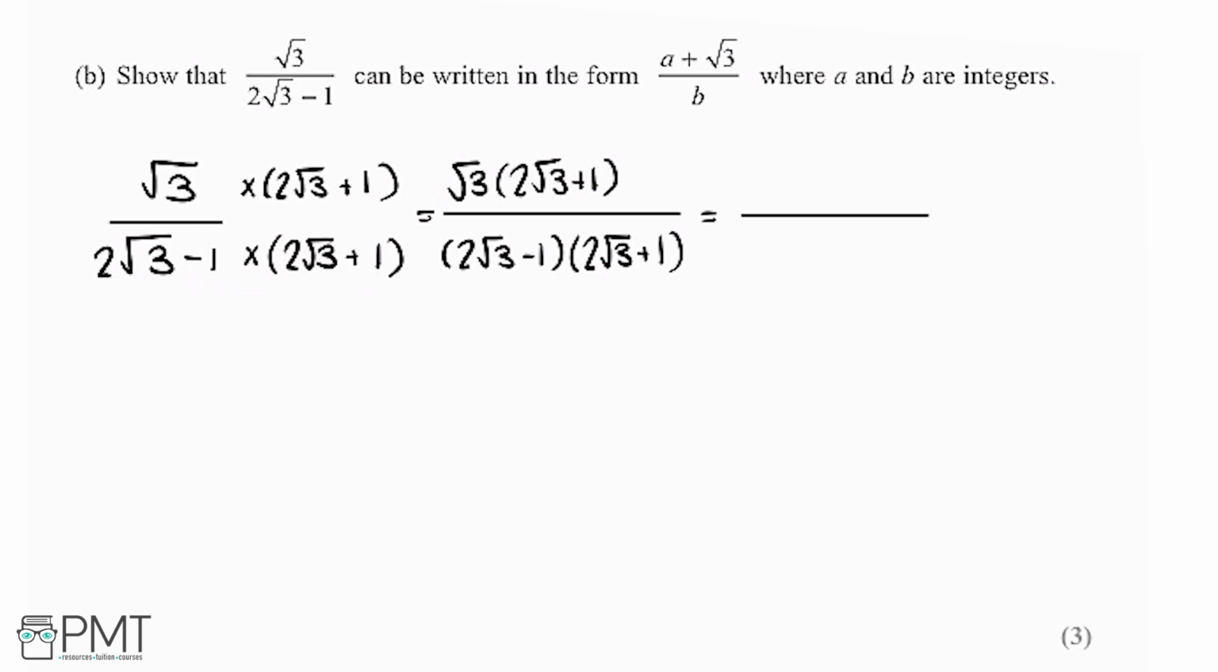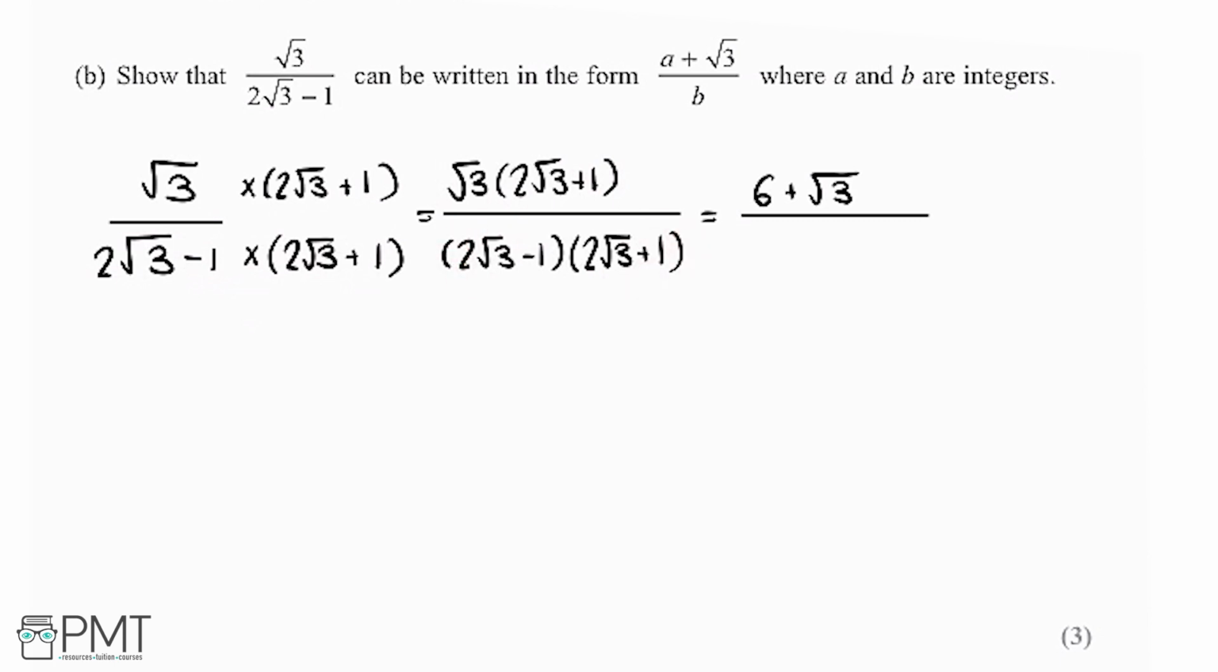So multiplying out on the numerator, we're going to have square root of 3 multiplied by 2 square root of 3. So that's 2 multiplied by square root of 3 multiplied by square root of 3. However, we learned from the previous question that in this case, that will just equal 3. And now we've got 2 times 3, which we know equals 6. Then our second term, we've got square root of 3 multiplied by 1. So that's just going to be plus square root of 3.